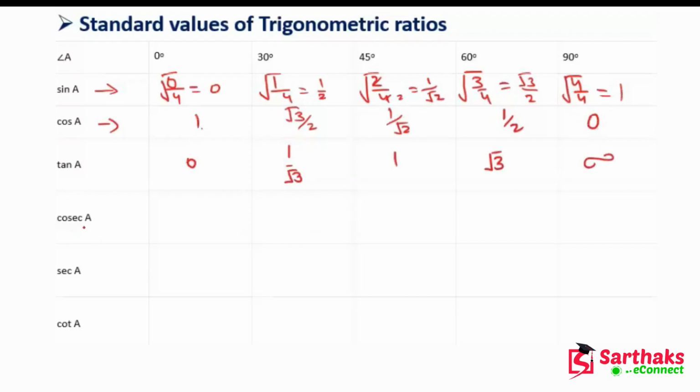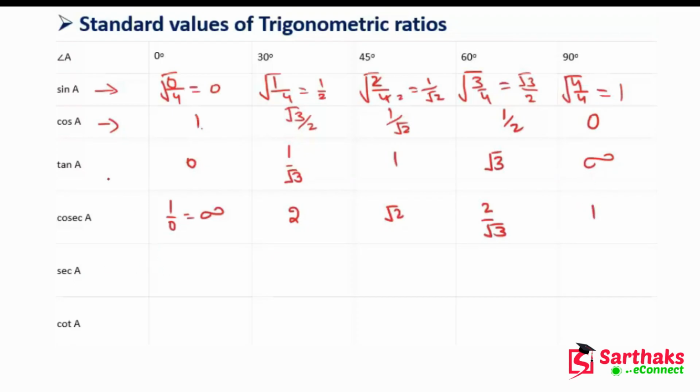Now we have to find the value of cosec A. Cosec A is what? 1 upon sin A. So here, you can find cosec 0: this is 1 upon 0, which means infinity. This is the reverse of sin A, the reciprocal of the value of sin A. If this is 1 upon 2, then if we reciprocate it, this is 2. This is 1 upon root 2, so this is root 2. This is root 3 upon 2, so this is 2 upon root 3. This is 1, and 1 upon 1 is 1.